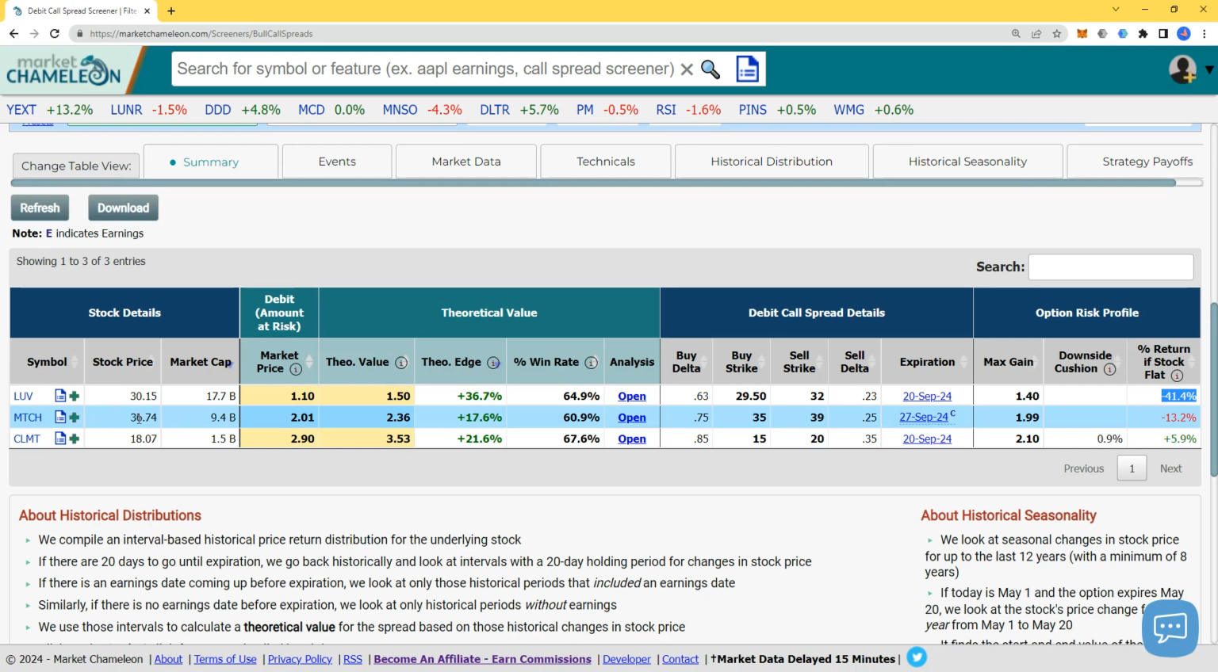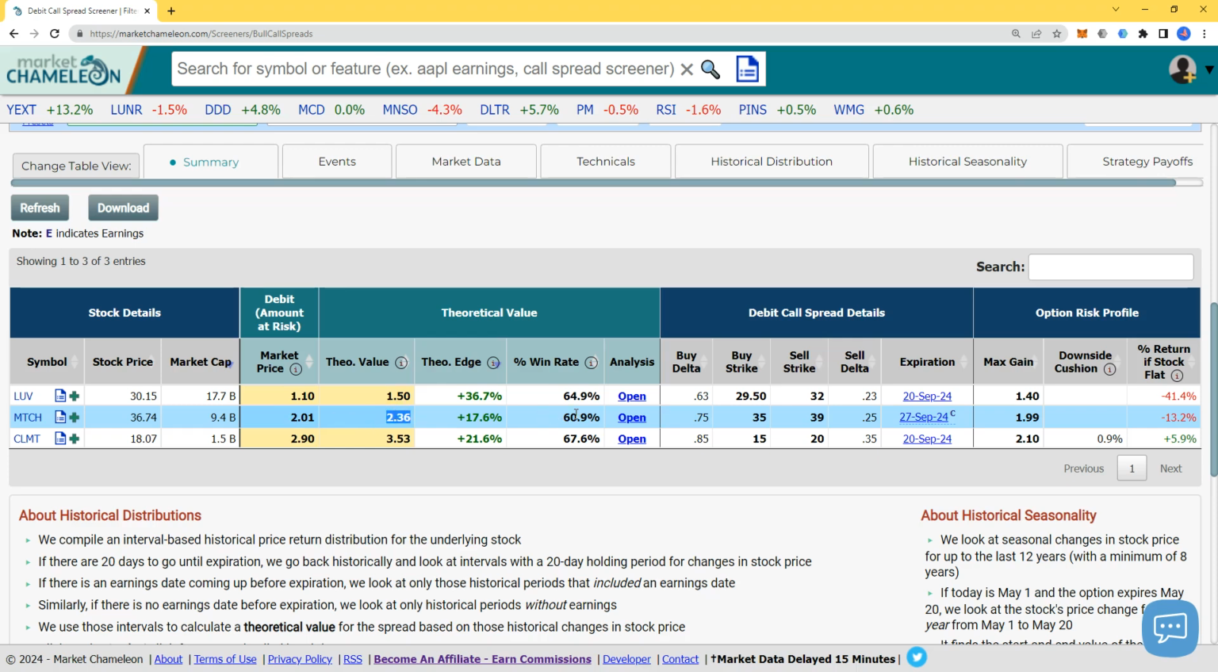Match, let's see what they have just for the example. This is the one that made the Tinder app. Price 36.7. The debit is $200 compared to $236, 60% win rate. And it tells you to buy the 35, which is already in the money, and sell the 39. So you are making money, but not too much. You need, by September 27, the Match Group to go above 39 for a max profit of $200. So max profit is 200, but you're risking 200 compared to 236.